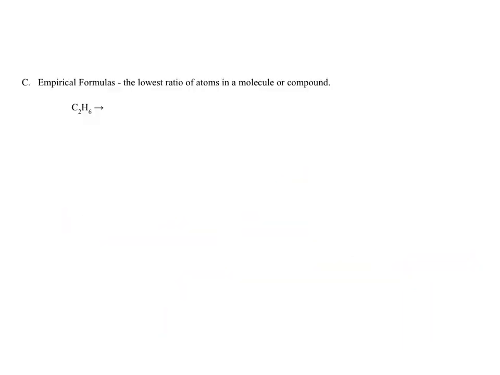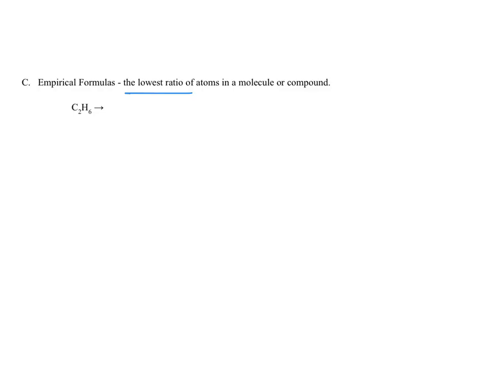All right, the next section, and this is going to be our last section, is to be able to calculate empirical formulas. So empirical formulas are the lowest ratio. So we're talking about basically the reduced formula. We talked about reducing formulas when we talked about naming compounds.